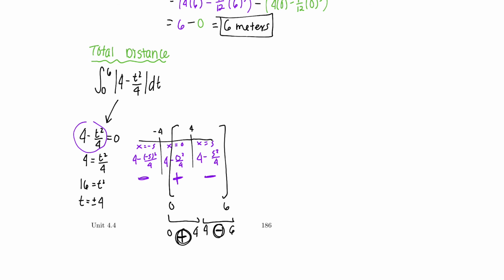So I want you to set up and solve the rest of this absolute value. Using this information here, where it's positive, where it's negative, set up and solve the rest of this. I'm going to give you 4 minutes to do that. All right. Are we getting any answers for this one?